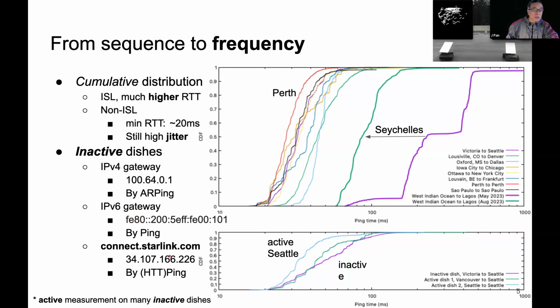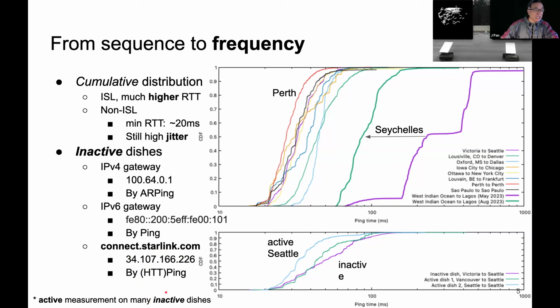Because for an inactive dish, users may still want to resume the service, Starlink allows the user to reach certain internet endpoints. For example, connect.starlink.com is there to allow the user to recover their service. So for this particular IP address, we can reach it by ping and even an HTTP ping. Basically, we can ping not only at the network level but also at the application level. By doing this, we increase our capability dramatically, because now we can measure not only active dishes, but inactive dishes as well.